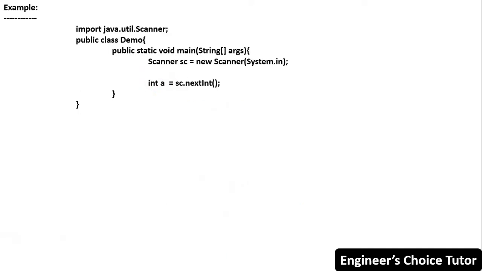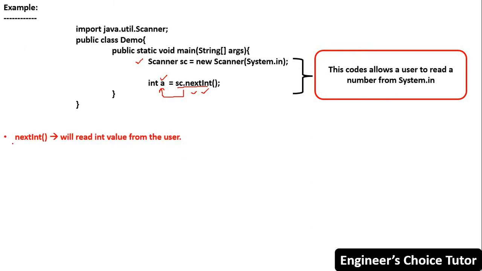In this example, we are taking the input from the user and we are assigning the value to a variable. See, first we are creating the Scanner object here and we are taking the input from the user and we are assigning it to a variable a here. So this is what is called taking input from the user from the keyboard. Let's see more. So basically what is this nextInt method? This nextInt will read the input value from the user.